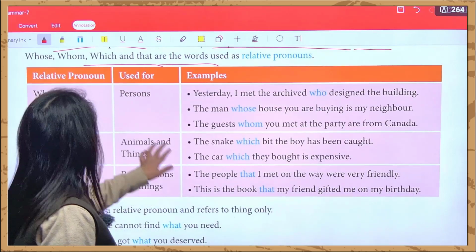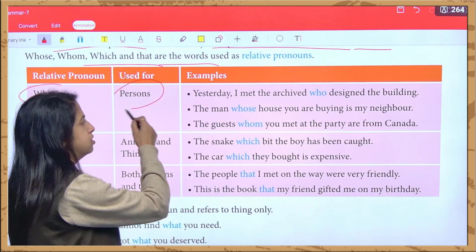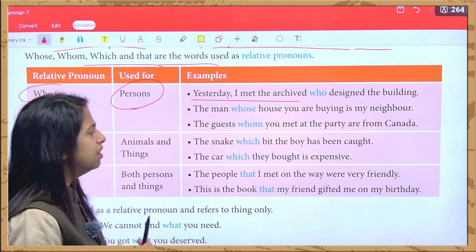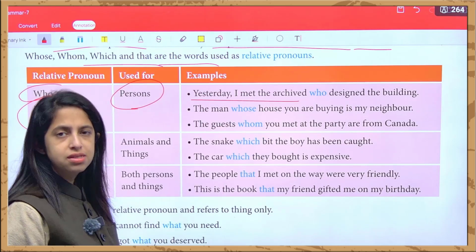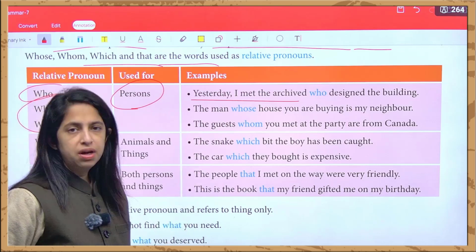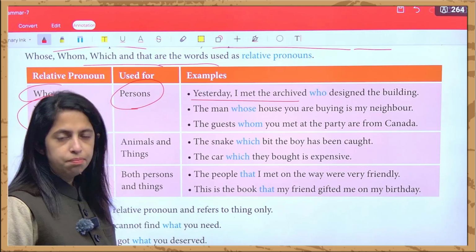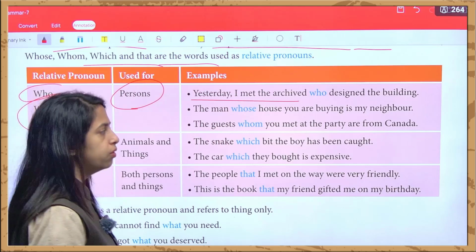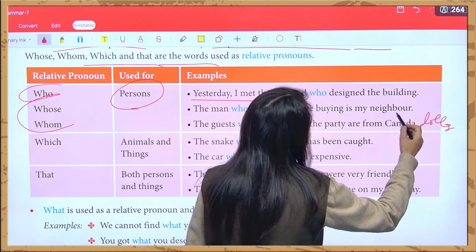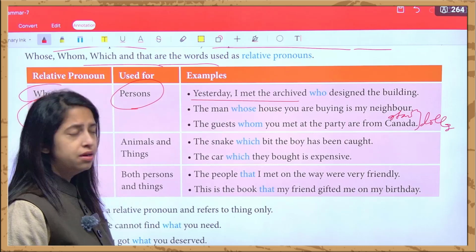These words, ये क्या है? Relative pronouns. जैसे देखिए अगर हम who, whose और whom के बारे में बात करेंगे तो वो persons के लिए होगा। जैसे yesterday I met the architect who designed the building. जिन्होंने building design की मैं उनसे मिला हूँ। The man whose house you are buying is my neighbor. जिनका घर आप buy कर रहे हैं वो कौन है? मेरे पड़ोसी हैं। The guest whom you met at the party, they are from Canada. We all know Canada. यहाँ पे Canadian dollar चलता है। I think its capital is Ottawa. Please learn all the Asian countries' capital and currencies.